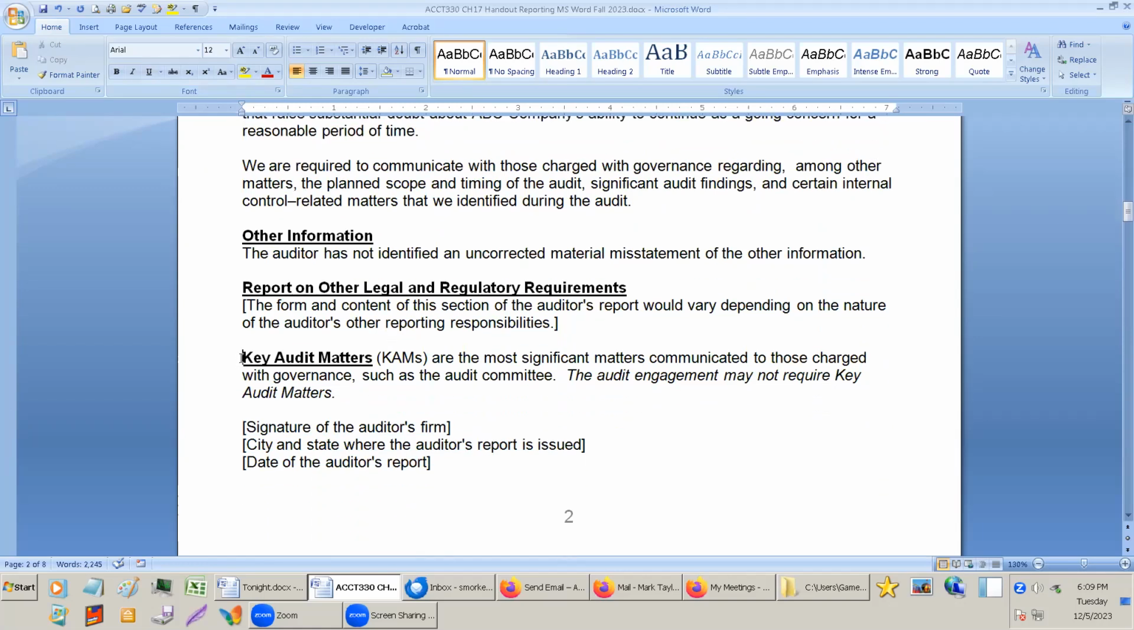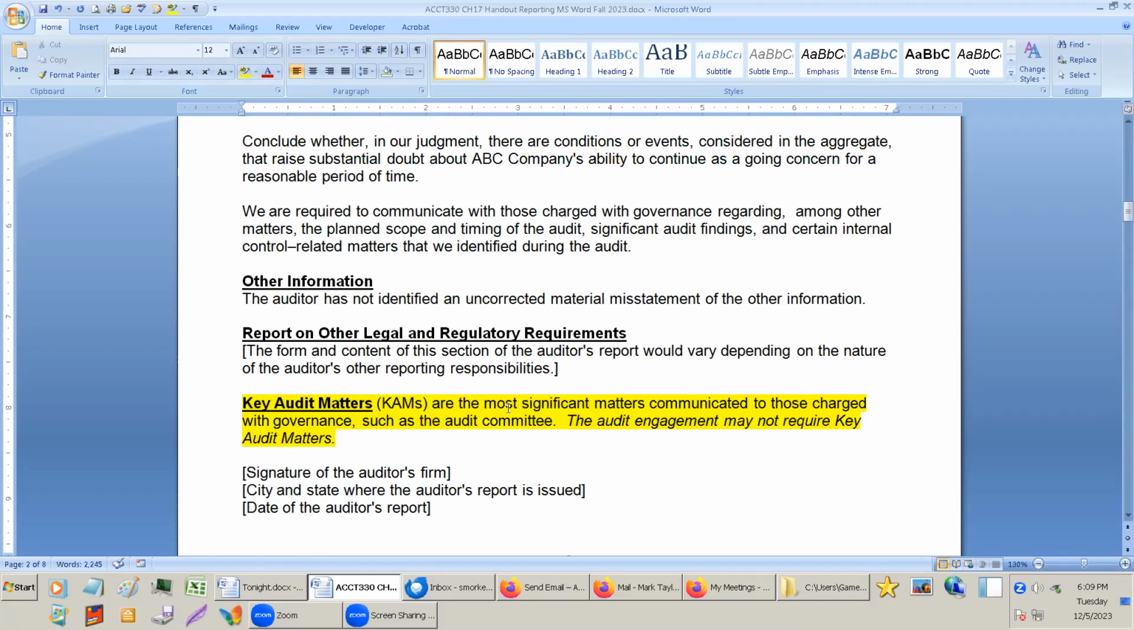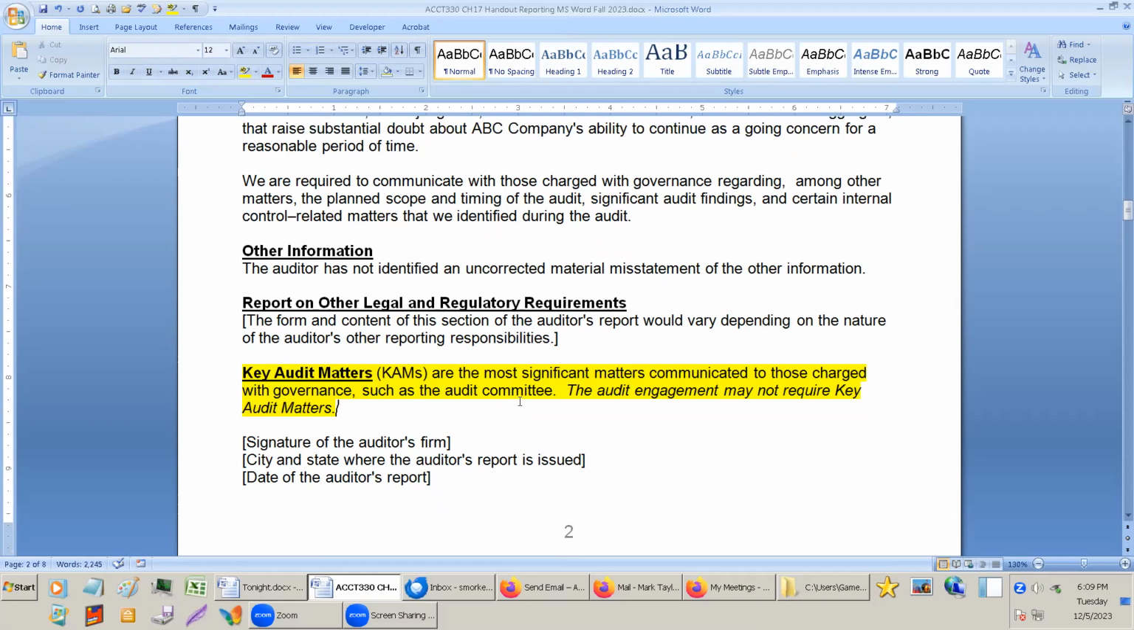Here's something that's kind of new. Key audit matters. CAMs, as we like to call them. There's actually two CAMs, so we'll talk about that later. Key audit matters. Whenever you're doing an audit, a lot of times there are things that you're worried about. There's things you have to consider. And so Key Audit Matters is something that is fairly new. I think it was added maybe 3 years ago, 4 years ago. I can't remember. But anyway, it's there now.